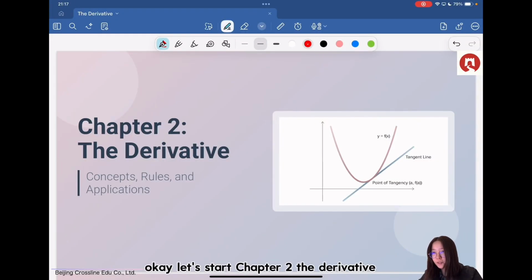Let's start chapter 2, the derivative. We will learn about the concepts, rules, and its applications. Imagine there's a line passing through P and Q.